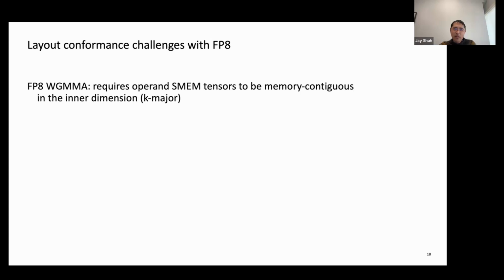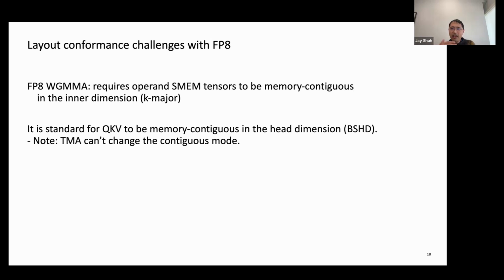So for the FP8 WGMMA, it turns out that you have a certain layout conformance requirement where you have to be memory contiguous in the inner dimension. On the other hand, the QKV tensors are usually stipulated in global memory to be memory contiguous in the head dimension. That is the last, the D of the BSHD format. So this is B for batch, S for sequence length, H for number of heads, and D for head dimension. And when you load using TMA from global memory to shared memory, you can't change the contiguous mode. So there's a certain restriction on TMA with respect to this.